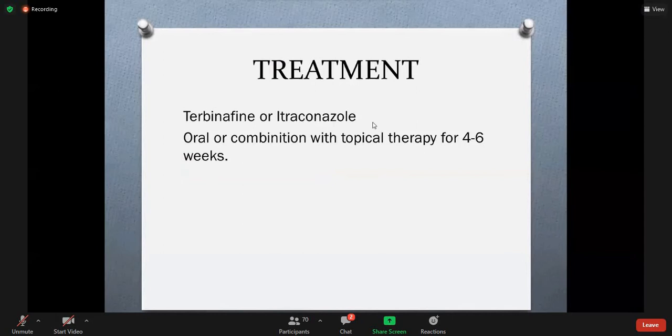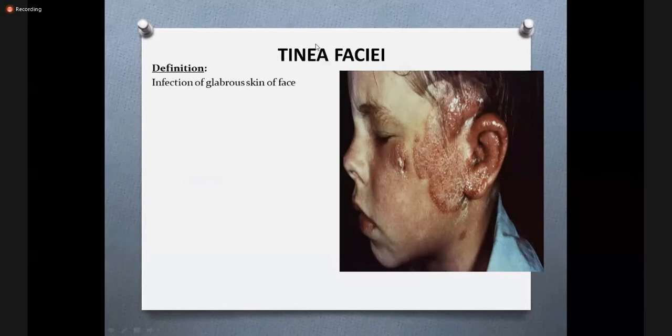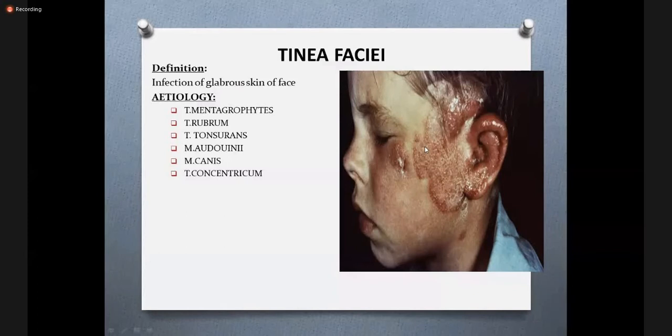Okay, tinea faciei is also an infection of the glabrous skin of the face. Look at the margins. It is well demarcated. The margin is more inflammatory as compared to the central area, so the center is clear. The plaque may be confluent. There may be one plaque or two plaques or three plaques. They are now confluent. The margins are more inflammatory. The most common species are Trichophyton, but Microsporum can also cause tinea faciei.